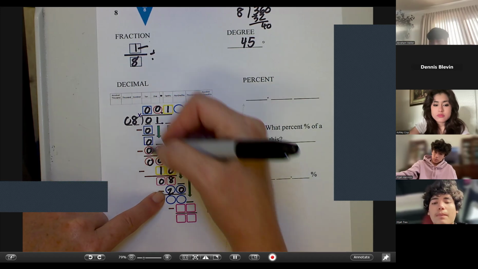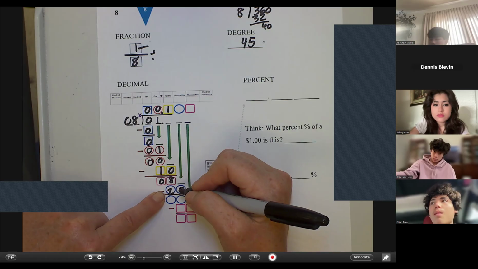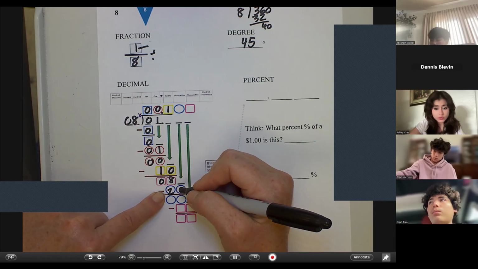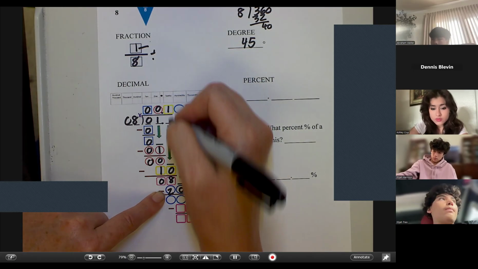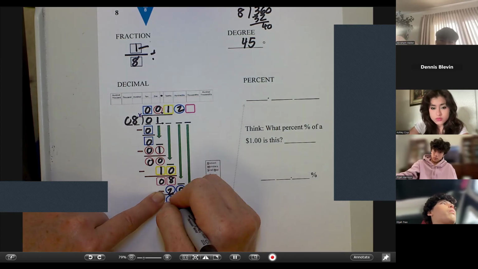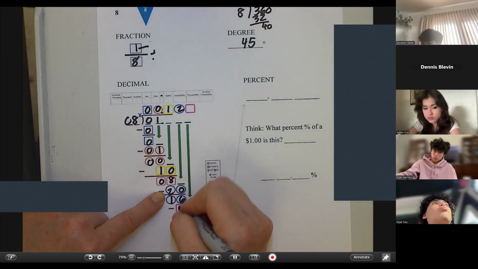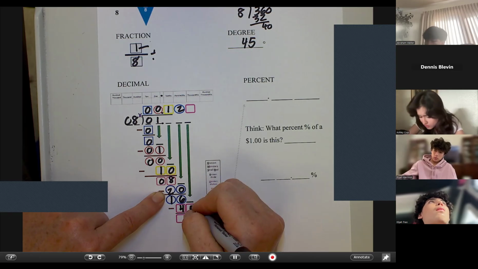Dennis, 8 goes into 20. How many times? That's even. 2 times. It's going to be 16. We're going to end up with an even number, 40.